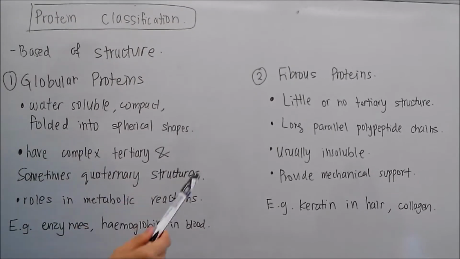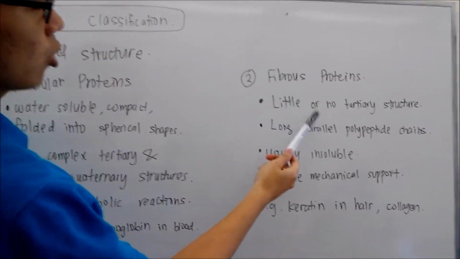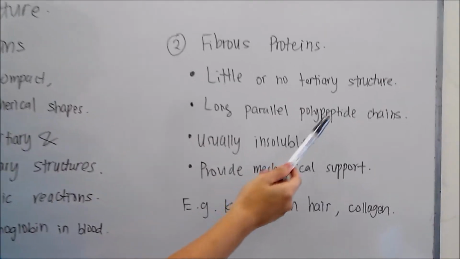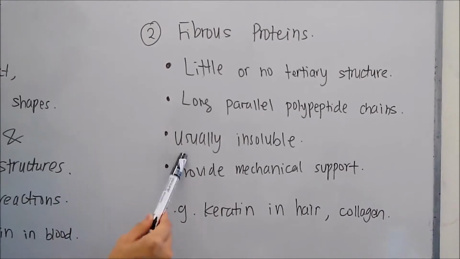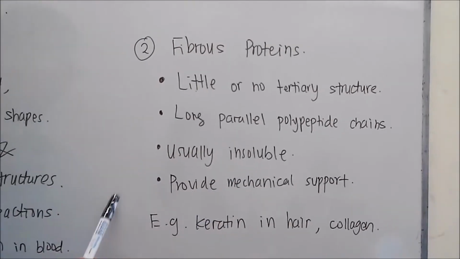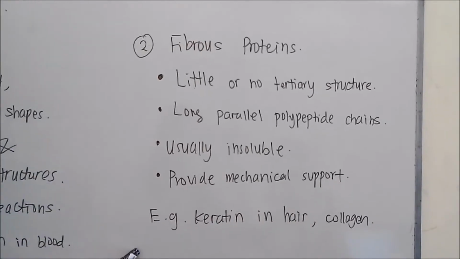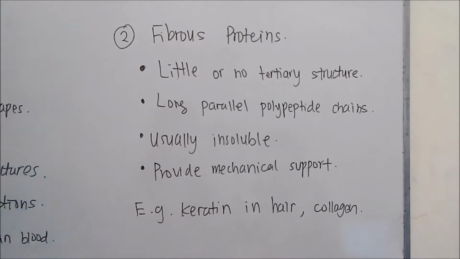For fibrous proteins, the characteristics are little or no tertiary structure, long parallel polypeptide chains, and fibrous proteins are usually insoluble. And lastly, fibrous proteins provide mechanical support. The examples are keratin in hair and collagen.